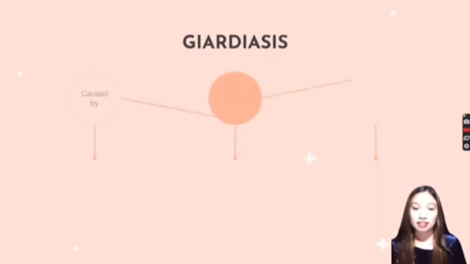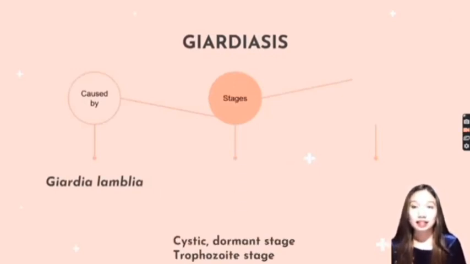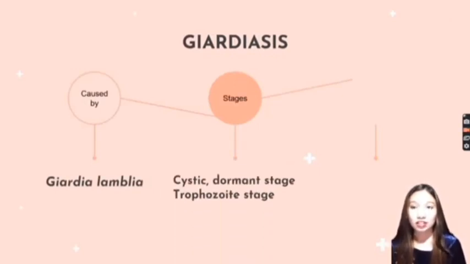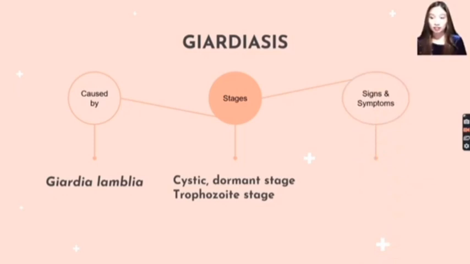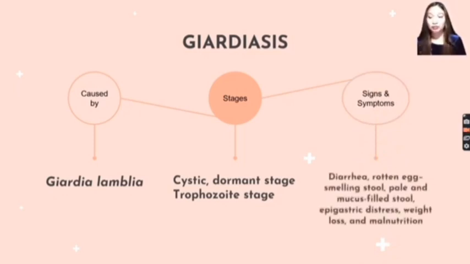Giardiasis is caused by Giardia lamblia. It has two stages, a cystic and a trophozoite stage, and follows the cycle just like the Entamoeba histolytica that causes amoebiasis. The signs and symptoms of this disease include diarrhea, rotten egg-smelling stool, pale and mucus-filled stool, epigastric distress, weight loss, and malnutrition.